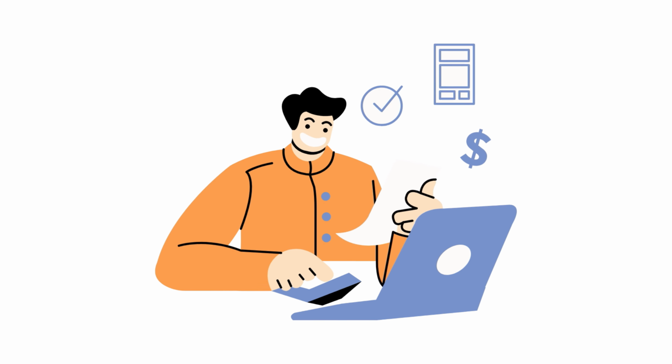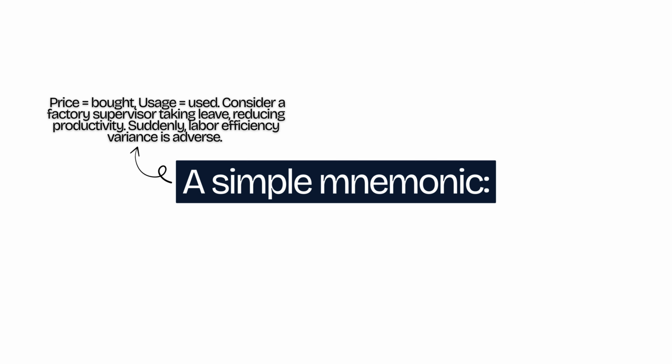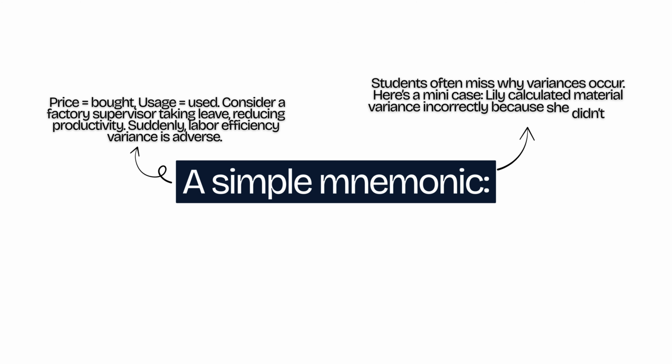Consider a factory supervisor taking leave, reducing productivity. Suddenly, labor efficiency variance is adverse. Students often miss why variances occur. Here's a mini case. Lily calculated material variance incorrectly because she didn't link usage to actual production. Once she connected theory to real-life context, she never repeated the mistake.